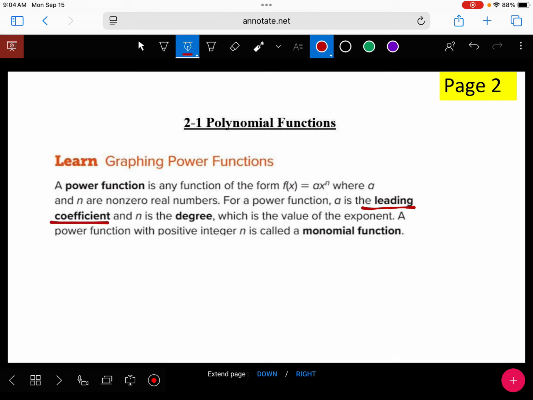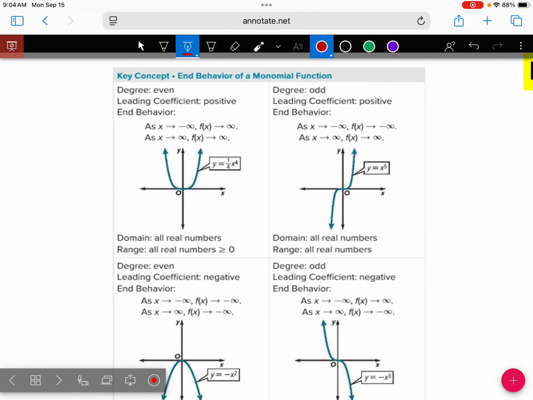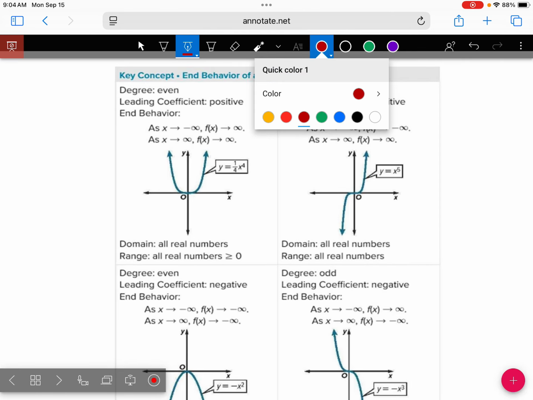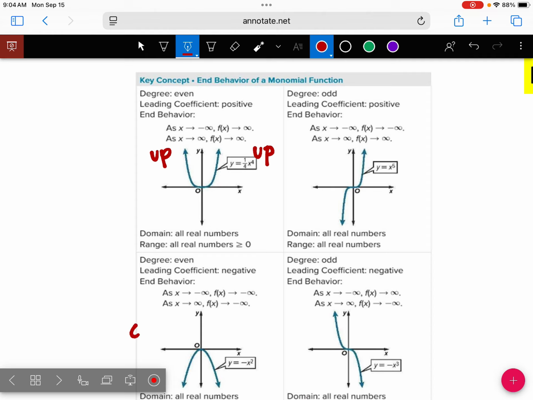And we need to know the degree. Now, there are 4 different types of end behavior. So let's look at that. You should have a chart on page 2. Let me explain what this chart is showing you. When you have a graph, either you're going to have a graph where both sides go up, or both sides could go down.